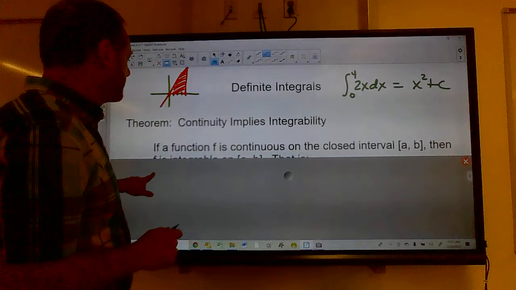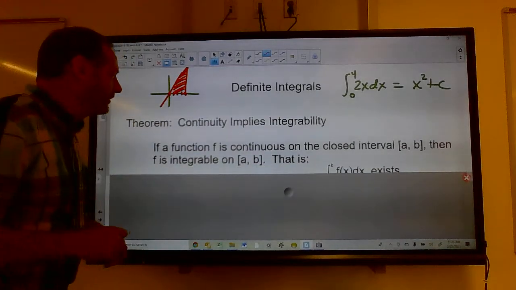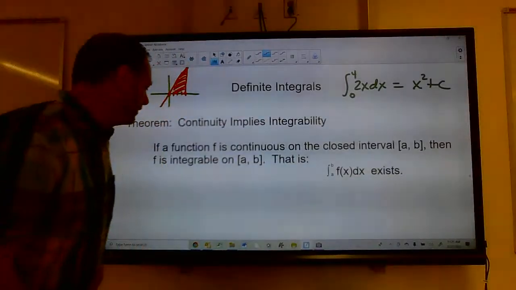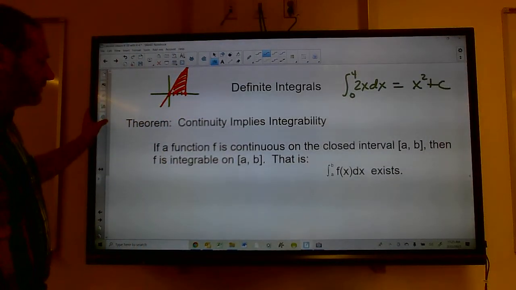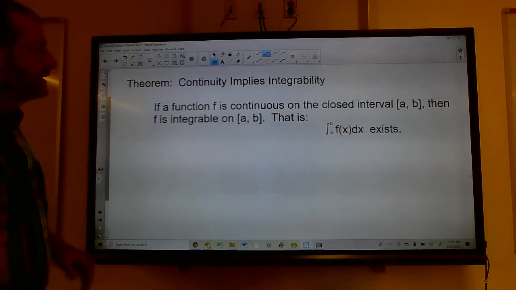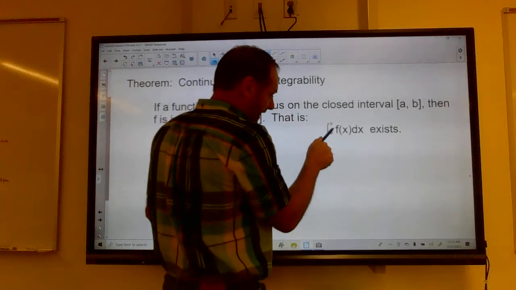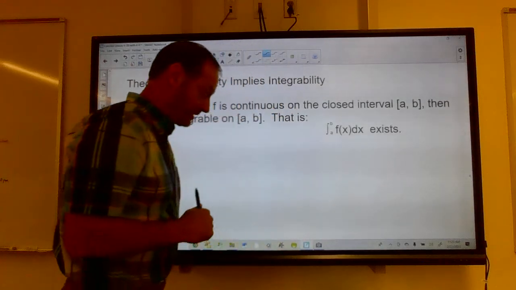First of all, we need to know that continuity implies integrability. If f is a function and it's continuous on a closed interval [a, b], then I can integrate it on [a, b]. That is, we read this as the integral from a to b of f of x dx exists.